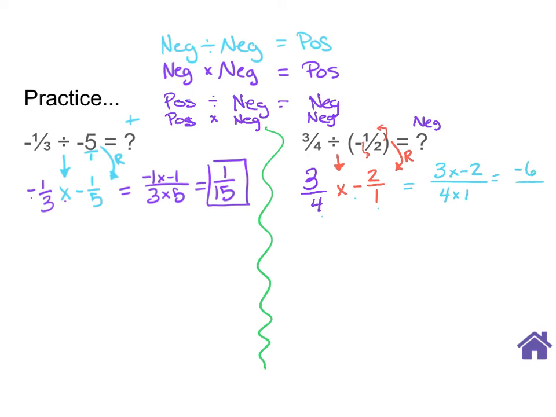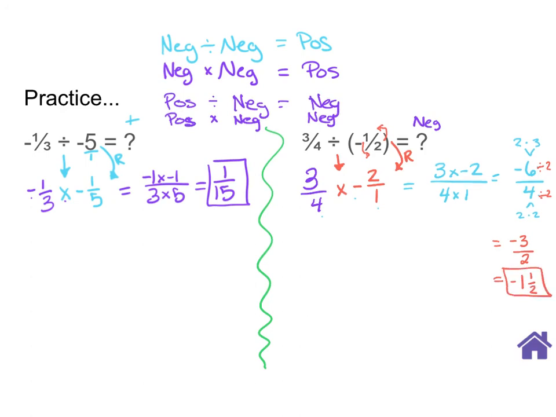And then 4 times 1 is 4. I can simplify that because I see that they're both even, or I can see a factor of 2. So 2 times 3, and then 2 times 2. That means I can divide the top and the bottom by 2. Then I would get negative 3 over 2, and that equals negative 1 1/2. That would be my final answer.